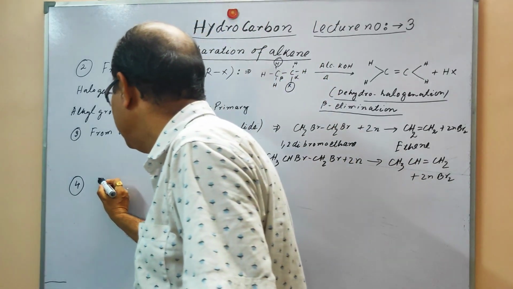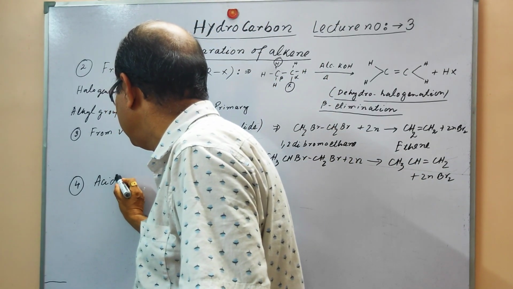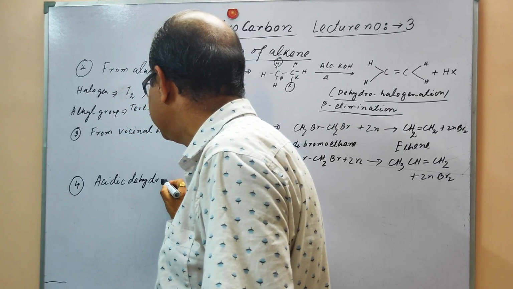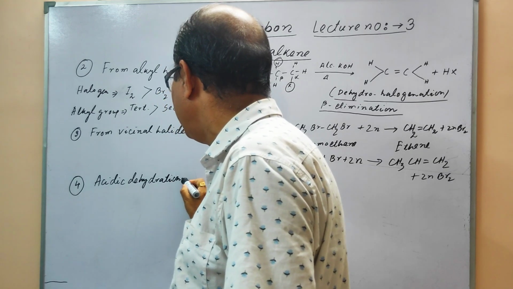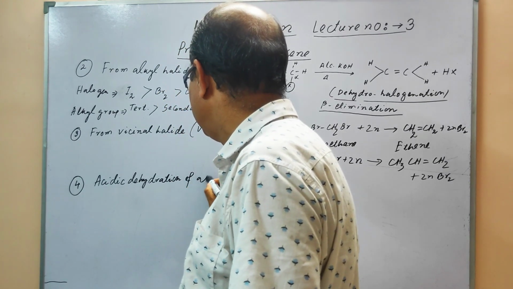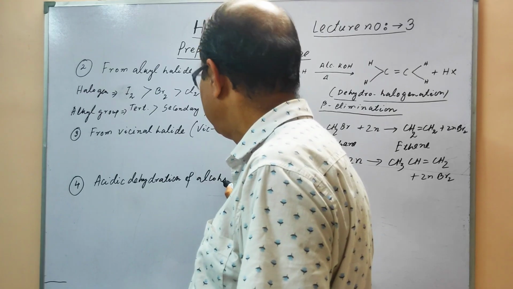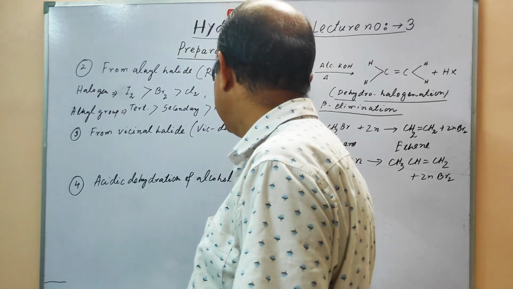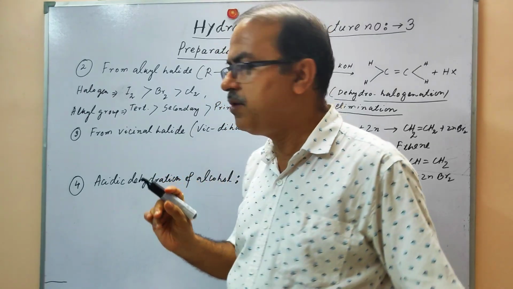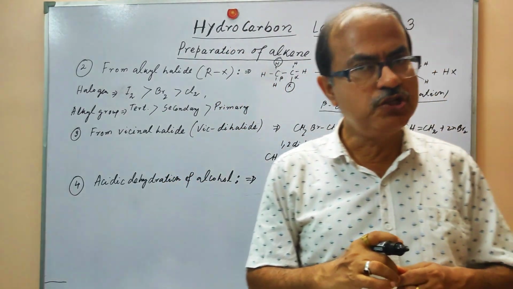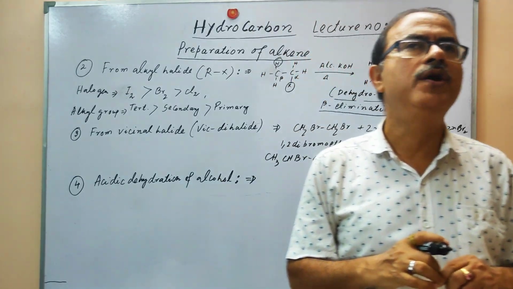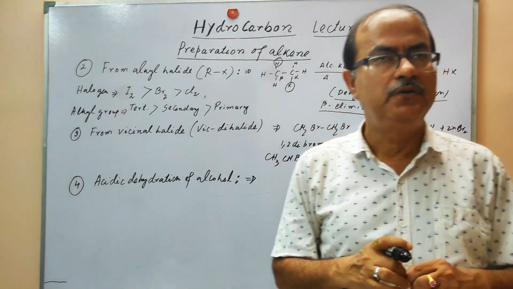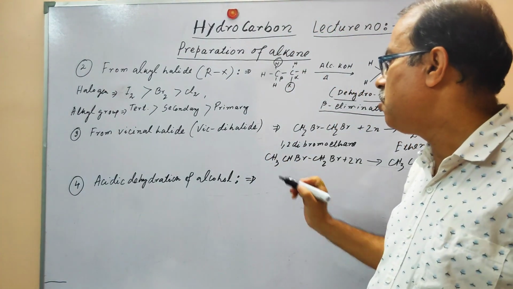dehydration of alcohol. Acidic dehydration of alcohol. In this case, you know what is alcohol? Alcohol is basically a hydroxy derivative of the alkane. When one hydrogen atom of the alkane has been replaced by the OH group, this is called alcohol.